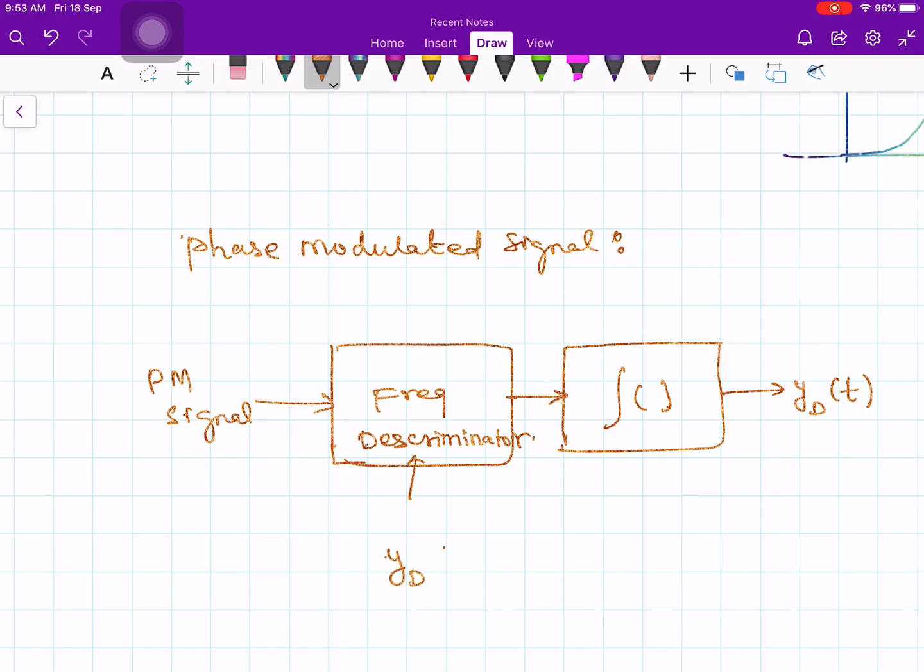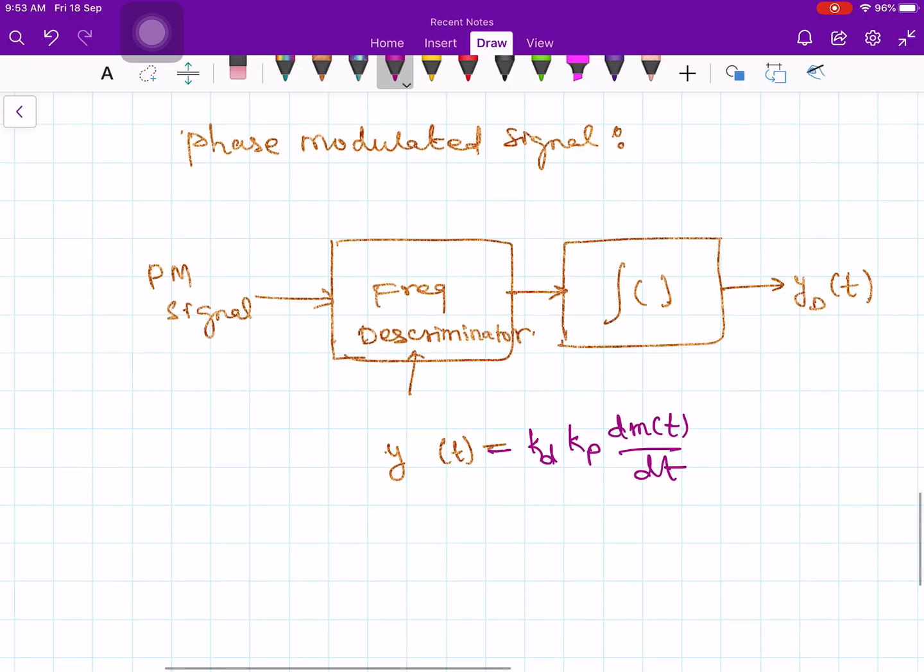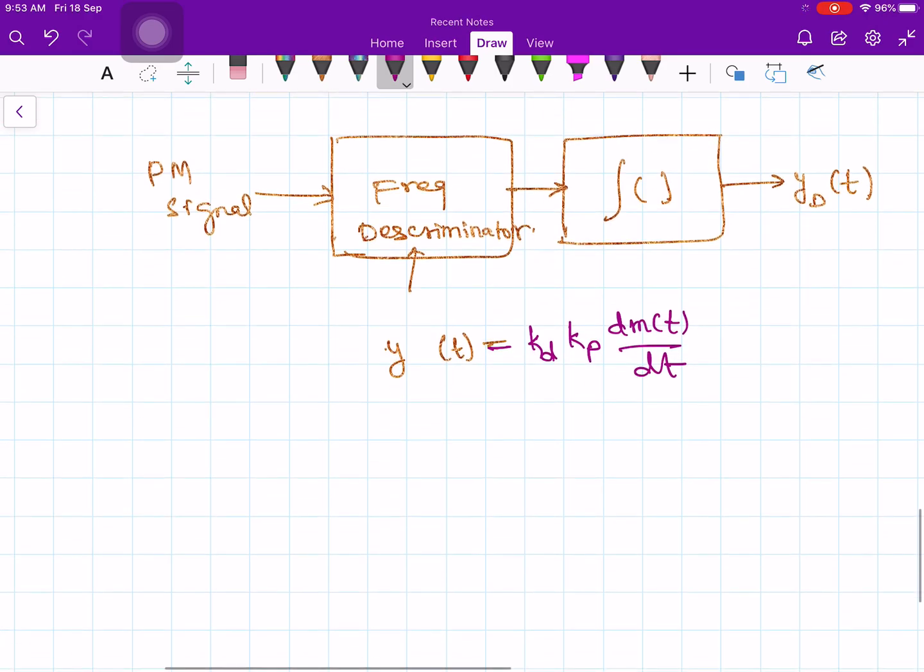Therefore, your y of t is equal to kd times kp times dm of t by dt. If you remember, how did we realize a phase modulator using a frequency modulator? You first differentiate the input signal and pass that through the FM generator. Therefore, the output of the frequency discriminator is a differentiated version of your message signal. The FM generator output is proportional to dm of t by dt. If you want m of t again from the carrier frequency fc, then you have to integrate one more time. You must integrate the output.